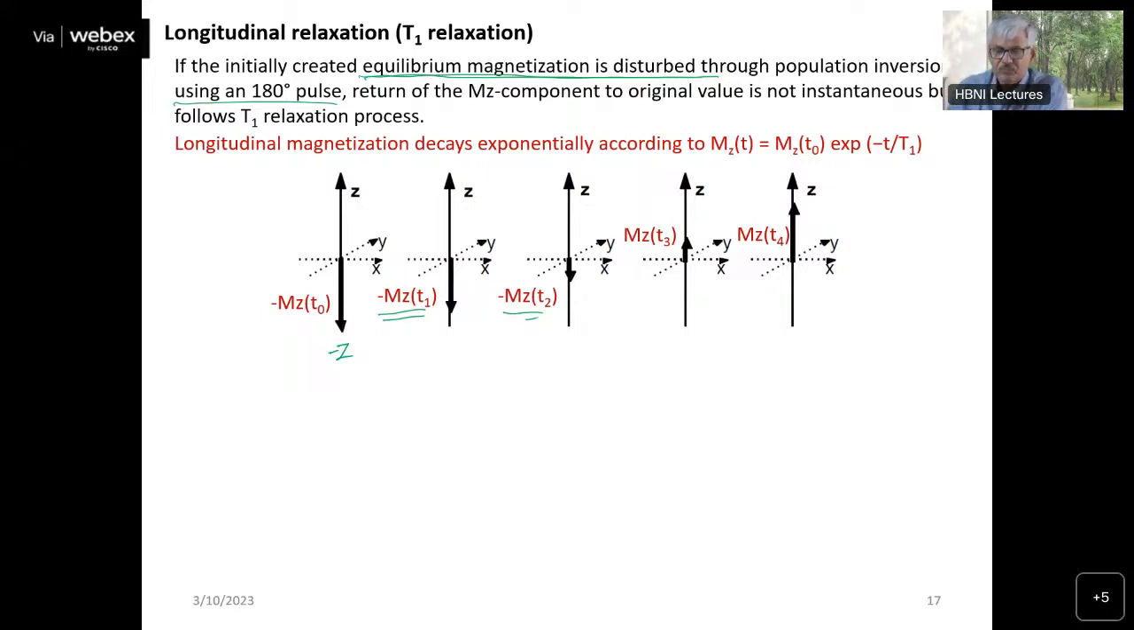So you can see the magnetization is decaying in this fashion, and that can be mathematically expressed as Mz at time t is equal to Mz at t0 times exponential of minus t by T1. Here t is the time which you are measuring.